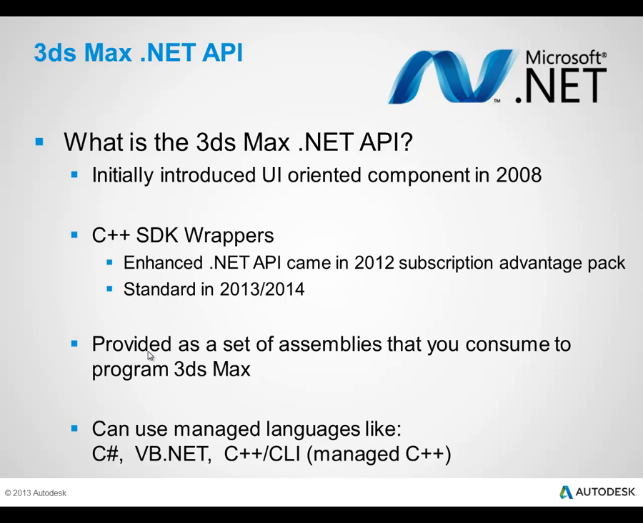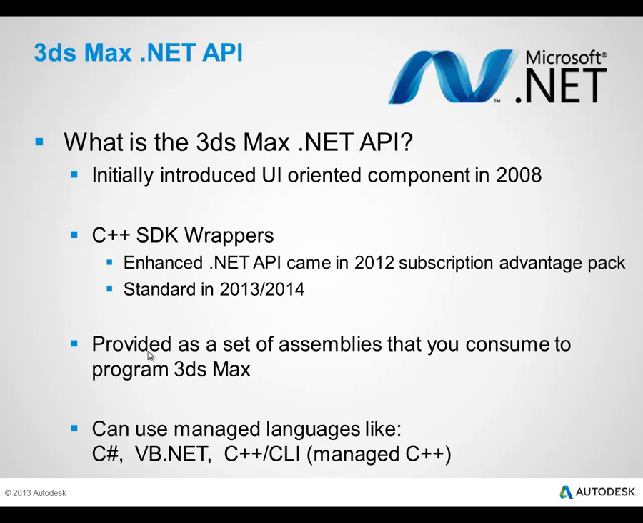So what they did in the 2012 Subscription Advantage Pack is they acquired some technology from a company called Ephir, and that company had created their own .NET API for Max. We acquired that, and what we call it is wrappers. It's a very thin layer between the managed .NET API environment and the full C++ SDK. Whenever you call one of these wrapper APIs, you're passing in managed data, managed objects into the API, and internally it's converted to native C++ things and then passed on through to the pure C++ SDK.